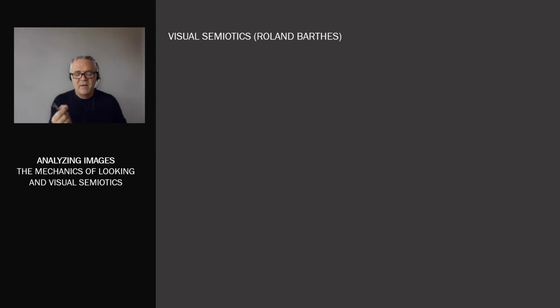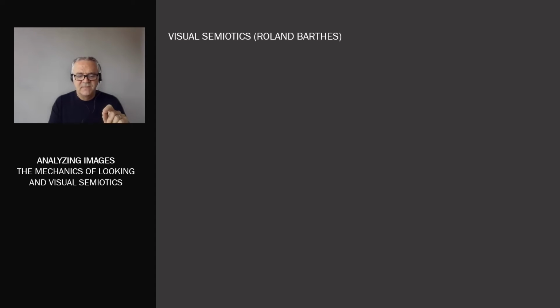So, still thinking about the mechanics of looking, although in a slightly less technological and more physiological way, I want to introduce you briefly to visual semiotics as a foundational approach to the analysis of visual images. This is a classic approach to social semiotics, or a kind of foundational approach, which is where, of course, we're going to be headed next.